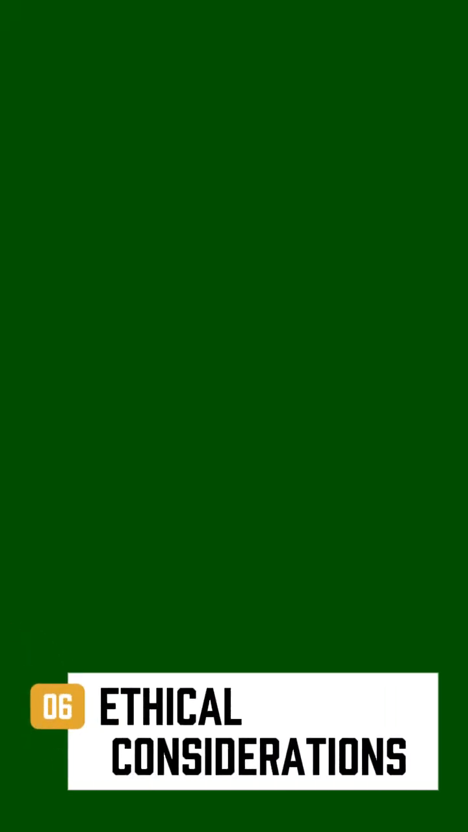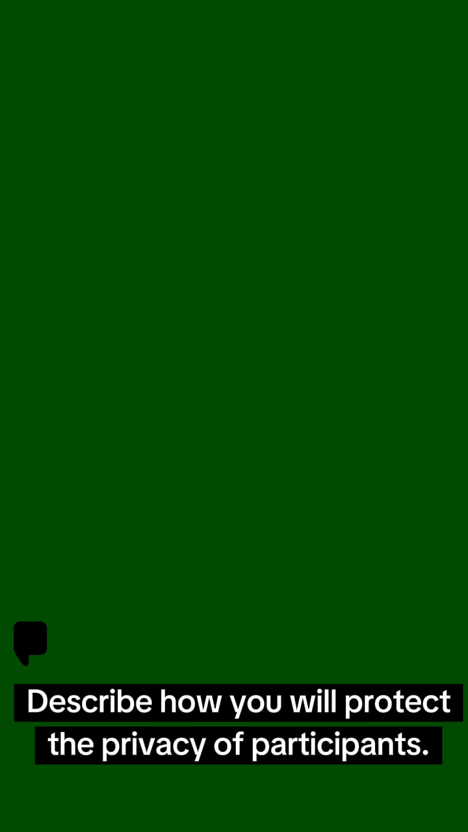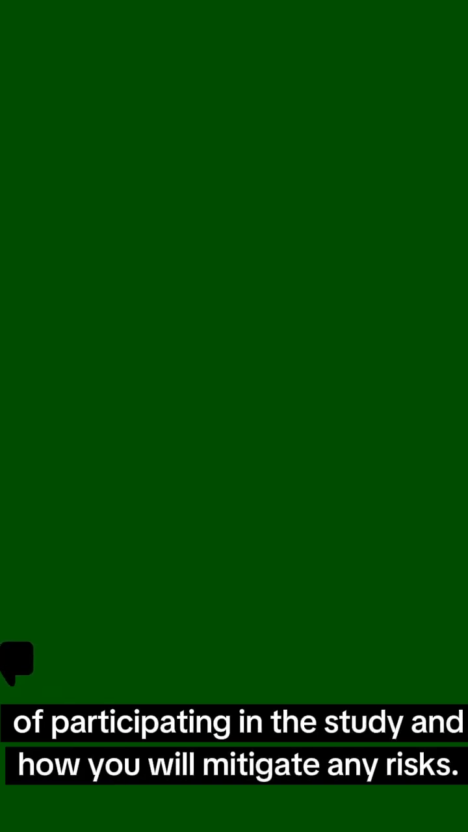Number 6. The ethical considerations. Here you explain how you will obtain informed consent from participants. Then you describe how you will protect the privacy of participants. This will protect the confidentiality and anonymity. Then discuss any potential risks or benefits of participating in the study and how you will mitigate any risk.